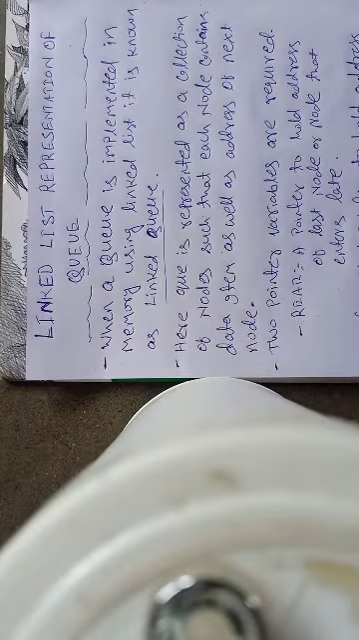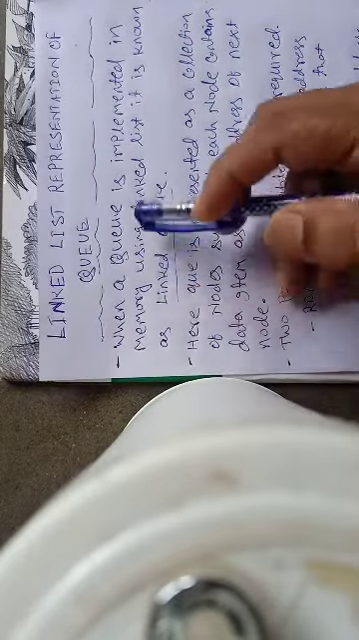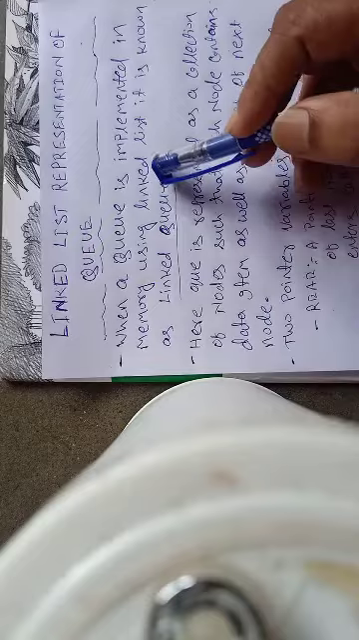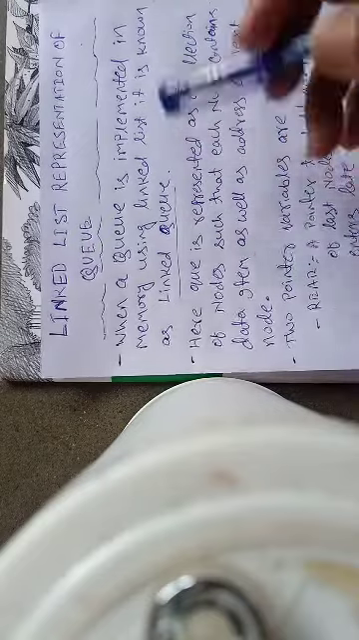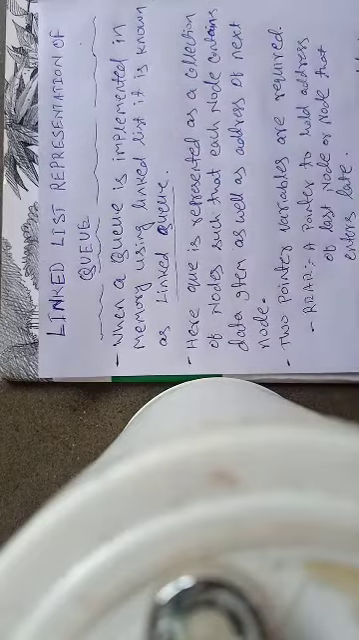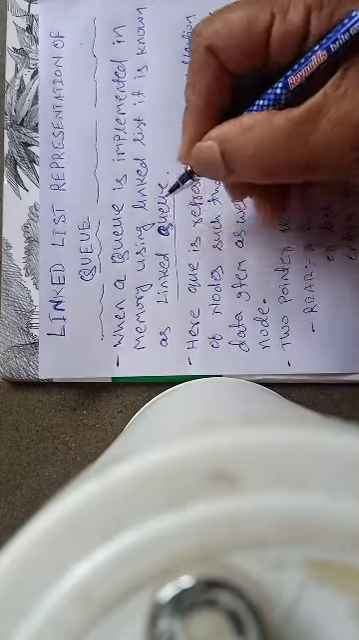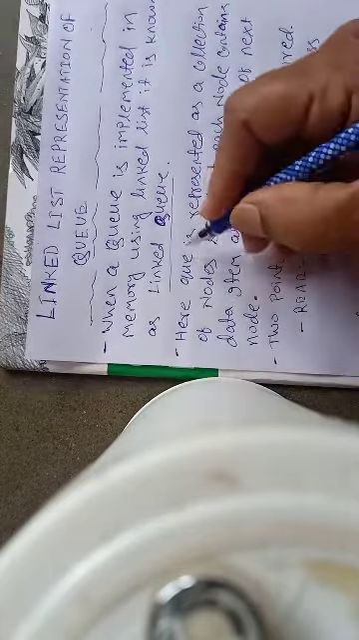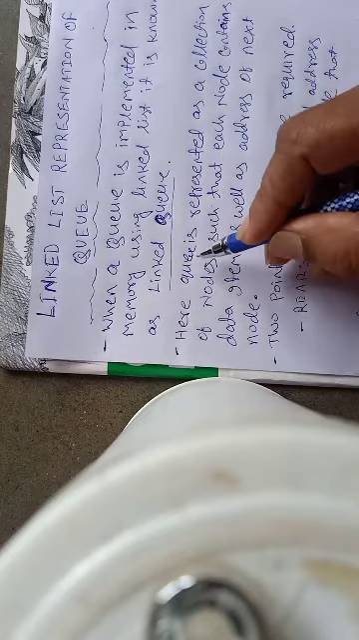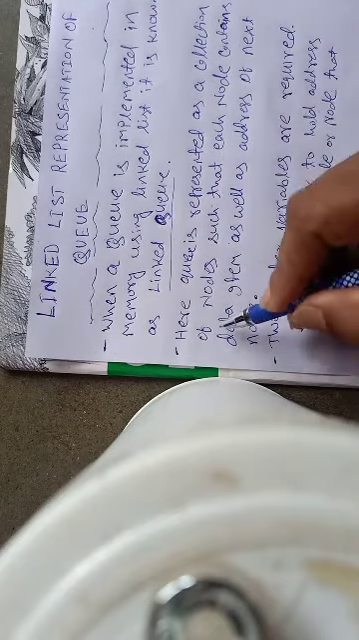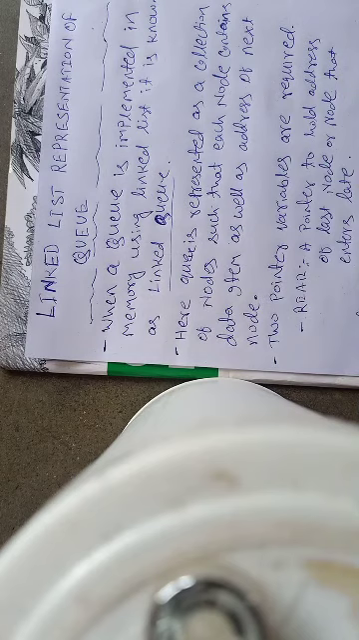a linked list. Now when a queue is implemented in memory using a linked list, then it is known as a linked queue. So we refer to such a type of queue as a linked queue. Here the queue is represented as a collection of nodes. So we know that a linked list is basically a collection of nodes, and each node is a memory block containing at least two fields.